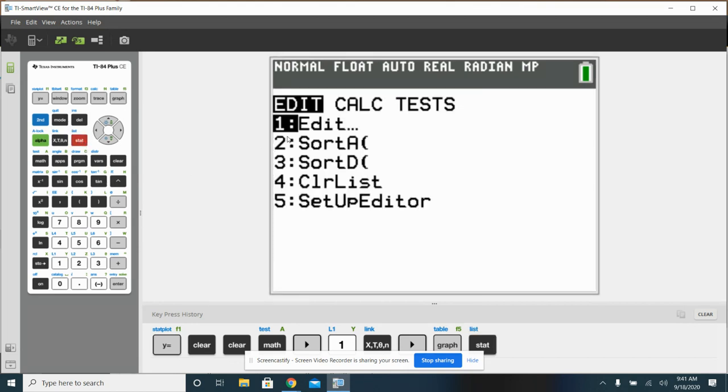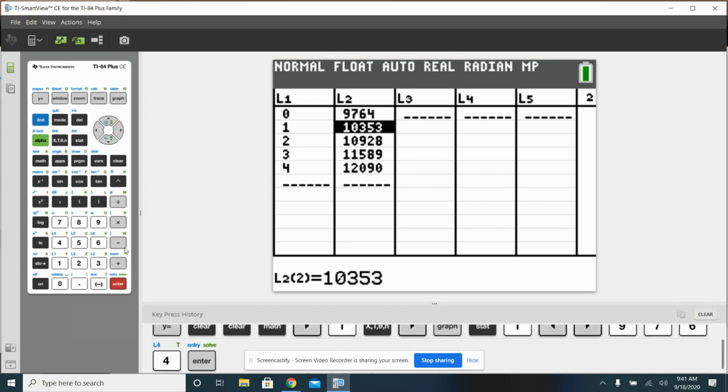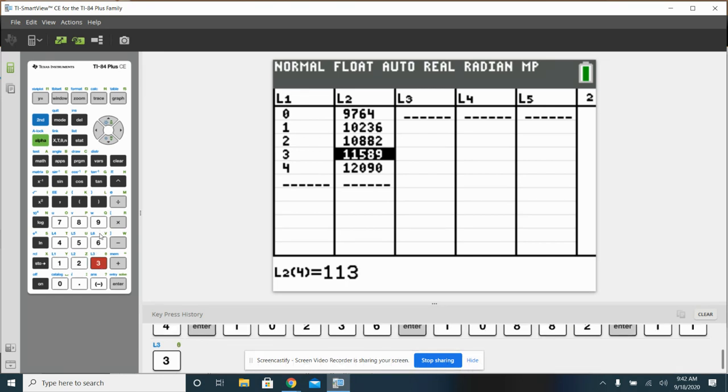First, you'll hit Stat, then you'll hit Edit, and we're going to type in our lists. So 0, 1, 2, 3, 4 is already there because I did these problems earlier, but these numbers are all different. So I'm just going to write right on top of them. So my new numbers are this. You might pause it and enter your numbers now. Okay, so my numbers are all entered.